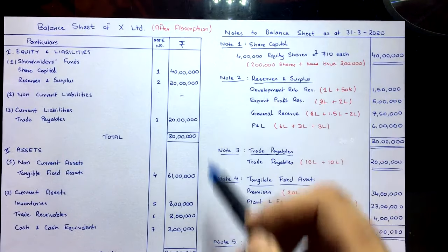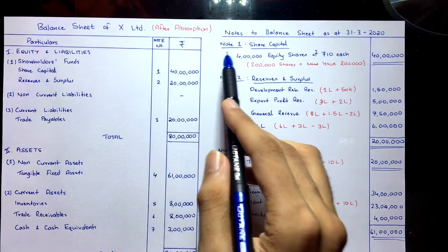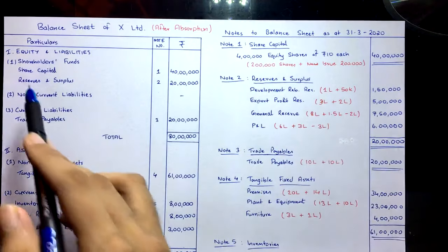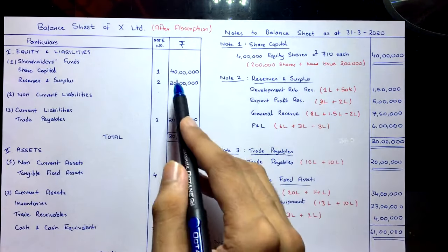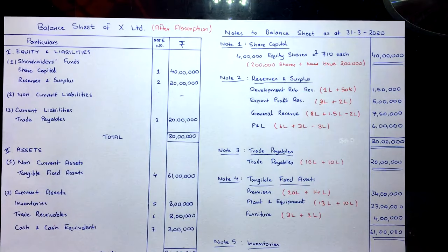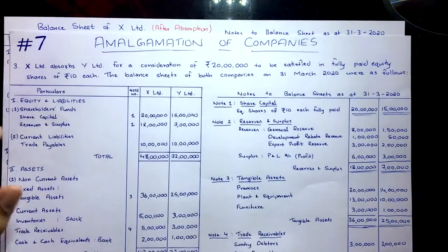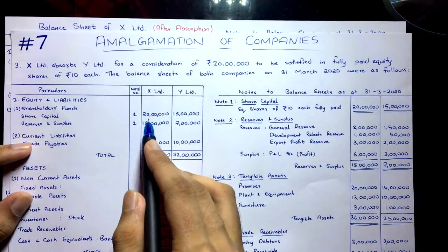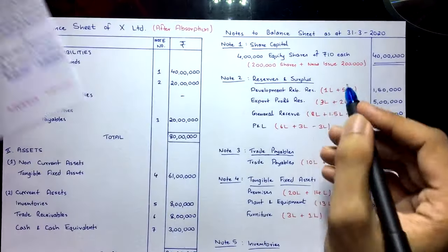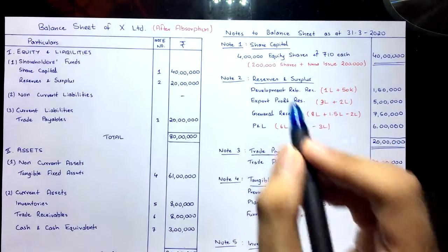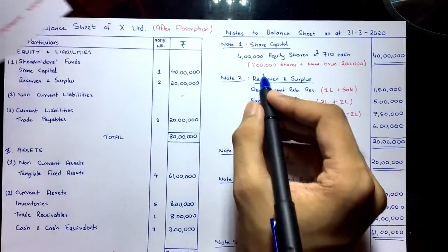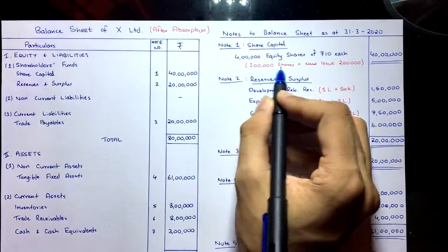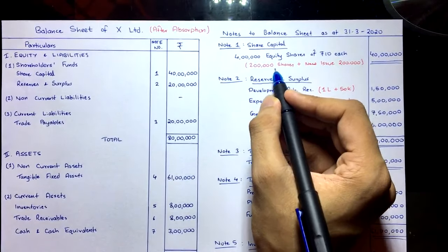So first you have to start with the notes to accounts. First take note number one, share capital. That's note number one, right? Share capital, shareholders funds, note number one. So how did I get this 40 lakh? It's very simple. In the question, X Limited already had 20 lakh capital. So 20 lakh will already come over there, and the face value of those shares was rupees 10 each. So those were 2 lakh shares of 10 each. Of whom? Of X Limited, right?